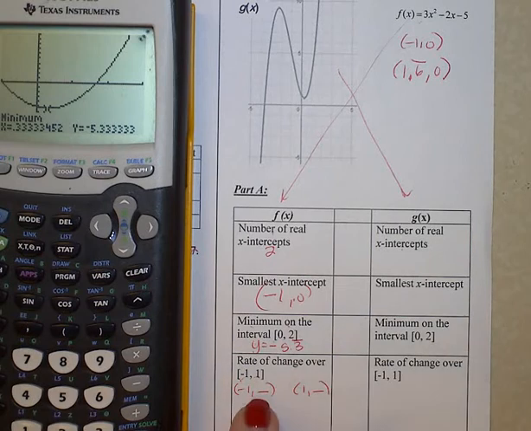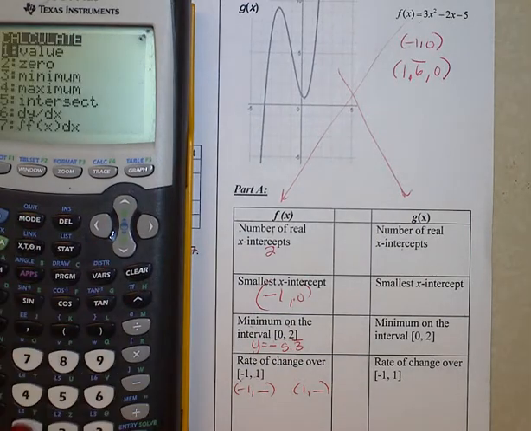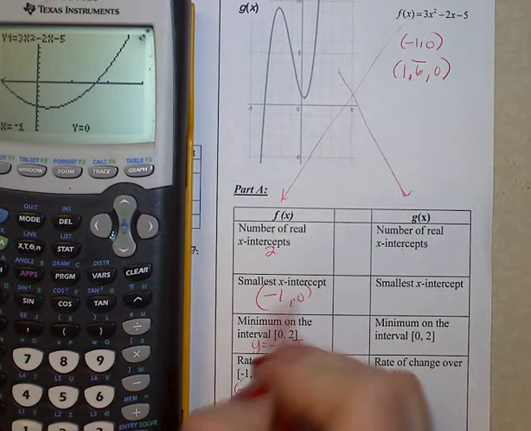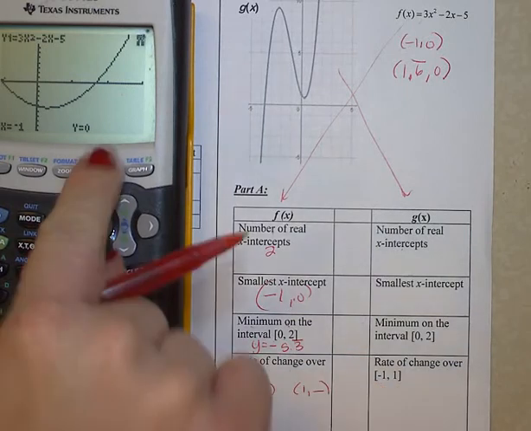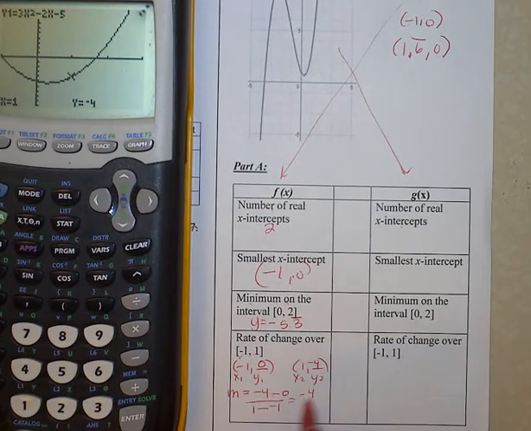Now let's figure out what y values go with this function. So second trace value, what goes with negative 1? The answer is 0. Second trace value, what goes with 1? Negative 4. x1, y1, x2, y2. So to figure out the rate of change over this specific interval, we're going to figure out the slope. y2 subtract y1 over x2 subtract x1. Negative 4 subtract 0 is negative 4. Two negatives make a positive. 1 plus 1 is 2. Your answer here, when divided, would be negative 2.